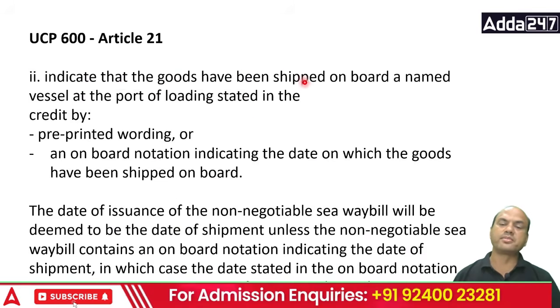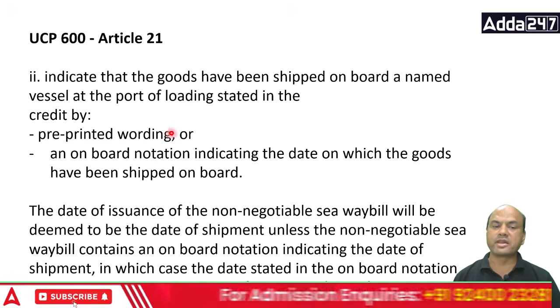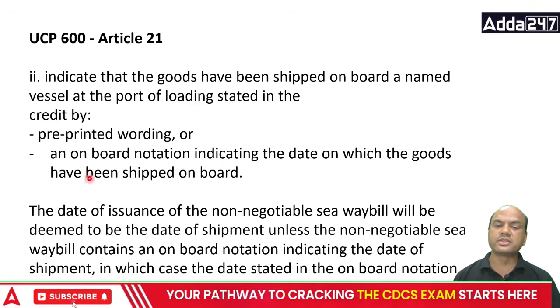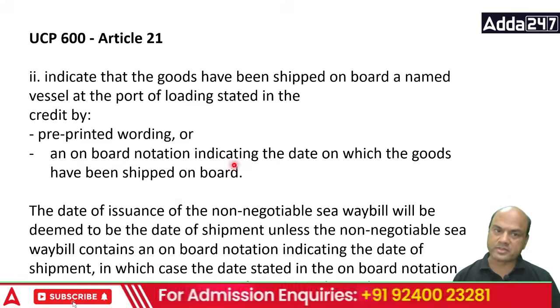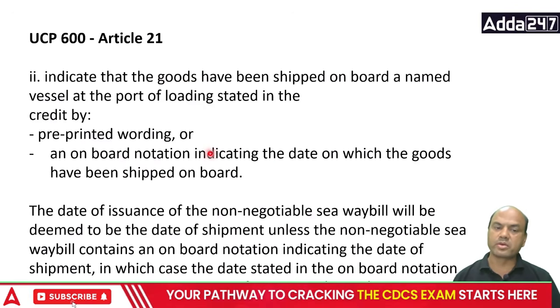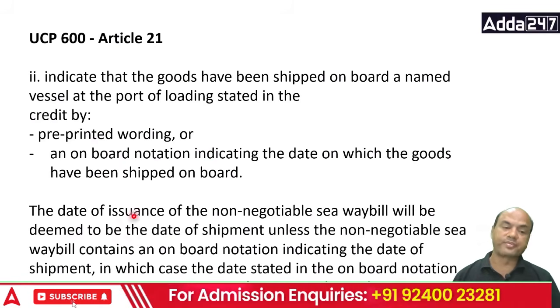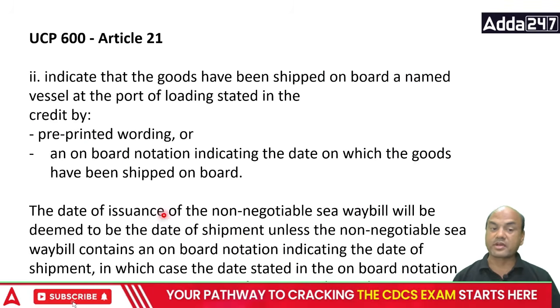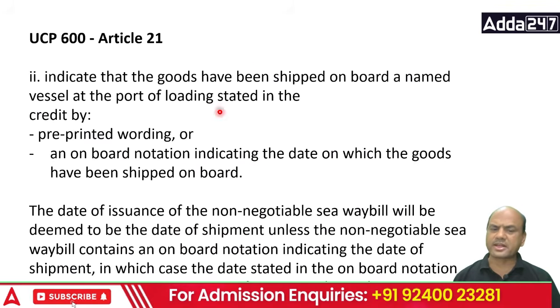It must indicate that the goods have been shipped on board a named vessel at the port of loading stated in the credit, by pre-printed wording or an onboard notation indicating the date on which the goods have been shipped on board. Already we have done this in Article 20. The date of issuance of the non-negotiable sea waybill will be deemed as the date of shipment. This is the same as Article 20.